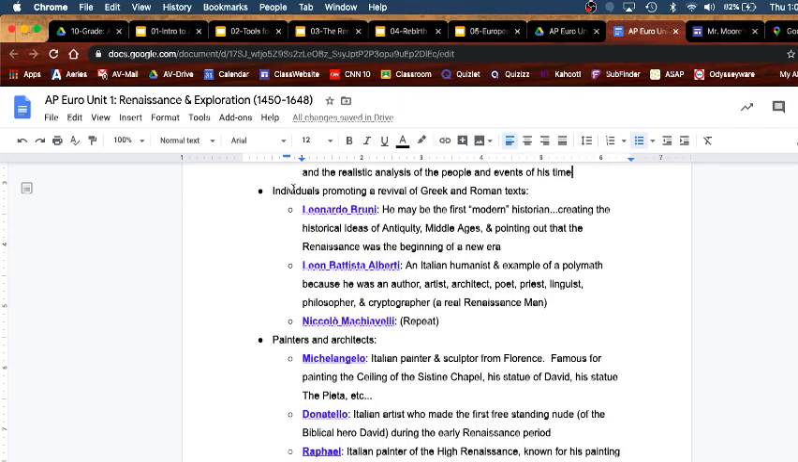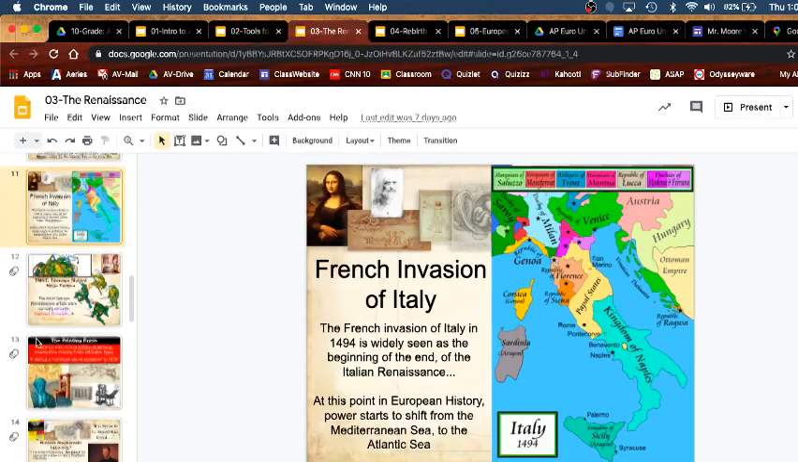Now, individuals promoting a revival of Greek and Roman text: Leonardo Bruni may be considered the first modern historian. He created the historical ideas of antiquity versus the Middle Ages versus the time period he was living in. And he pointed out that the Renaissance was the beginning of a new era.